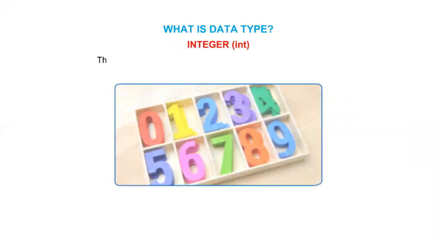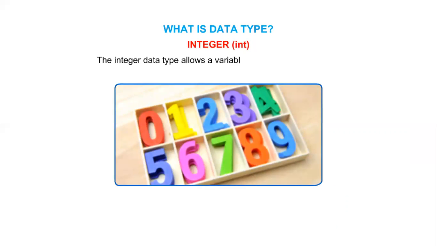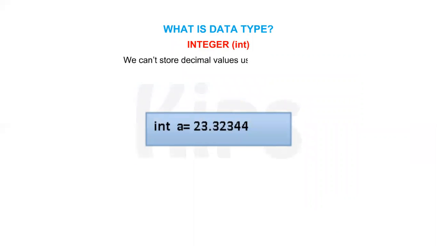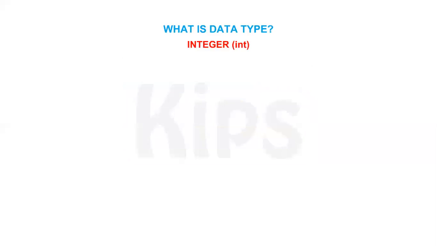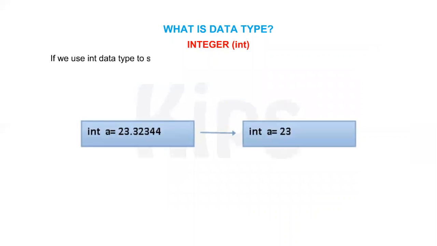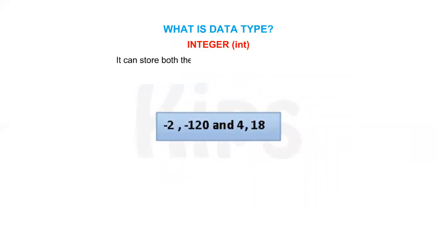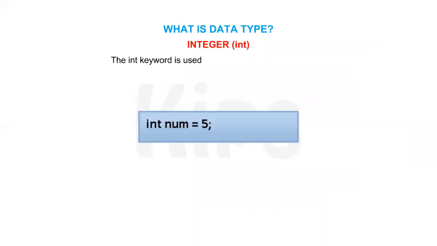Integer, int. The integer data type allows a variable to store whole numbers. We can't store decimal values using the integer data type. If we use the integer data type to store decimal values, the decimal values will be truncated and we will get only a whole number. It can store both negative and positive values. The integer keyword is used to declare the integer data type.